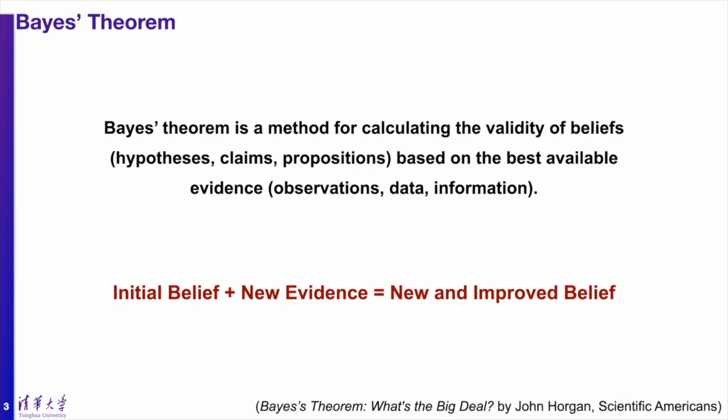First, let's have a look at Bayes' theorem. In plain words, Bayes' theorem is a method for calculating the validity of a belief, for example, your hypothesis, claims, or propositions. All the calculations in Bayes' theorem are based on the best available evidence, for example, your data, observations, or any information you can get.